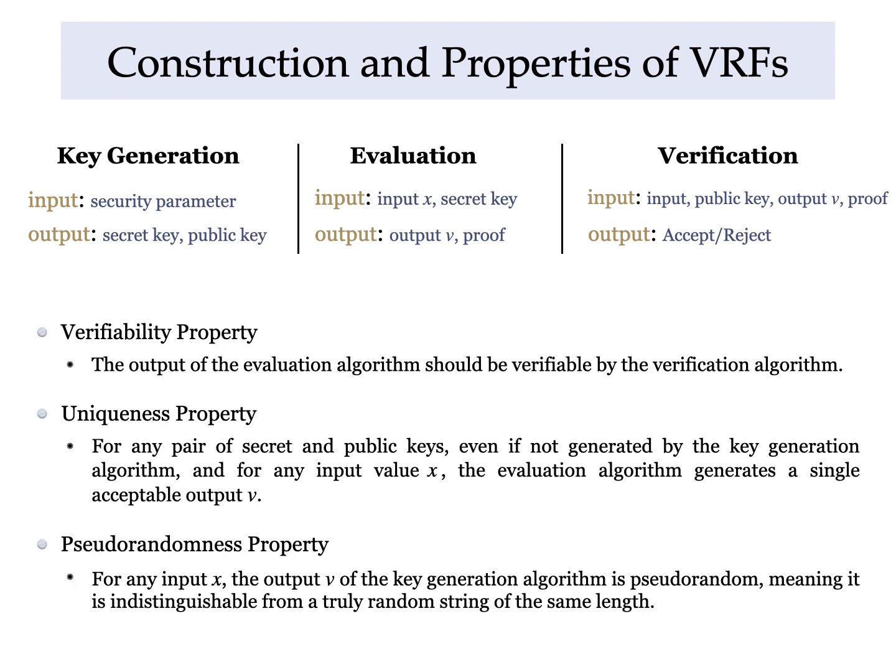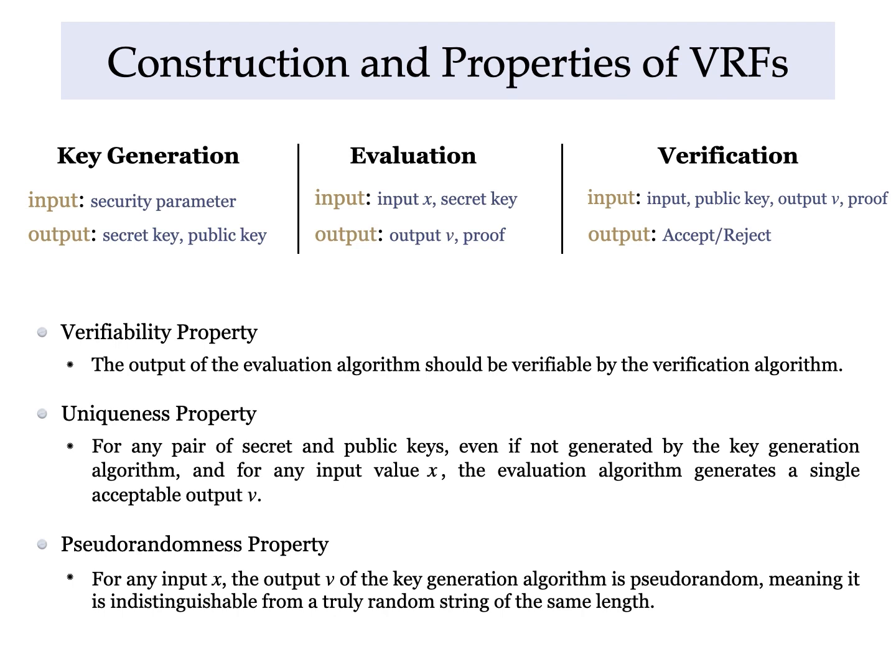And we need to have three main properties in any VRF scheme. The first one is verifiability. If the evaluation algorithm is honest, then verification should accept the output for that input with probability 1. And then we have two other important properties. The first one is uniqueness, which means that for any input, we only have one output, because verifiable random functions are functions, so each input must have only one output, and this should hold even if the key generation is not honest, and even if the public key is malicious.